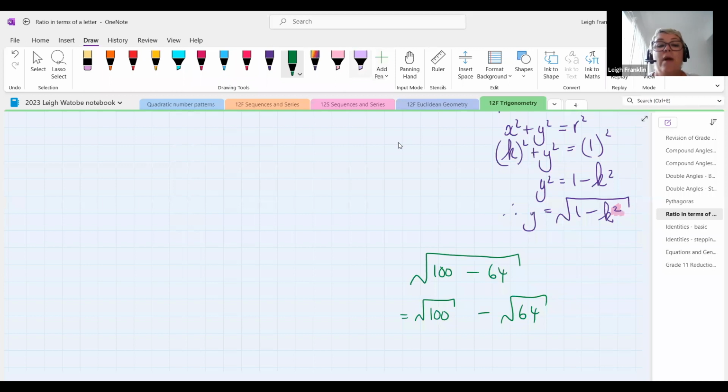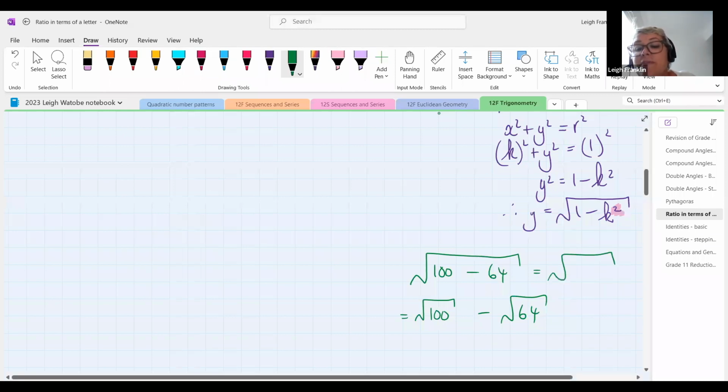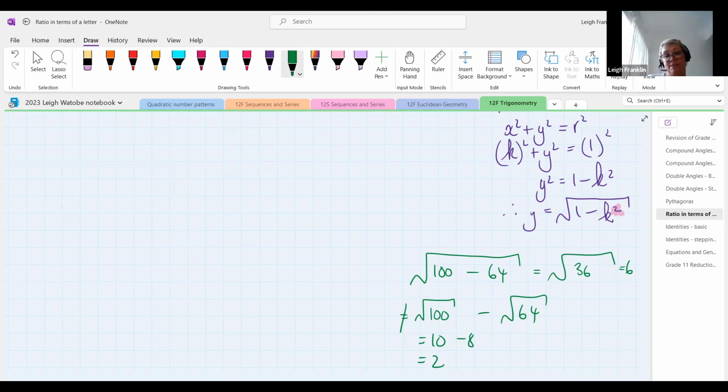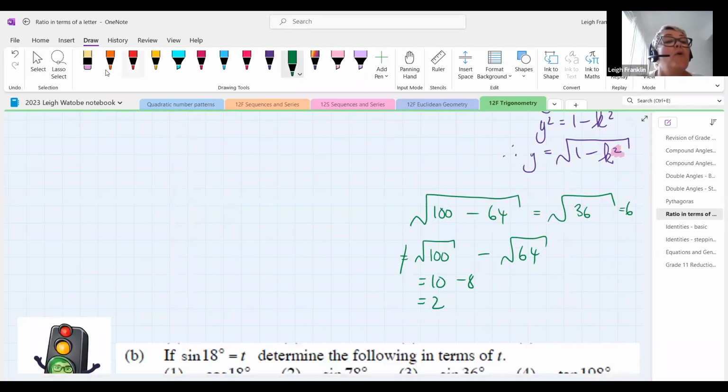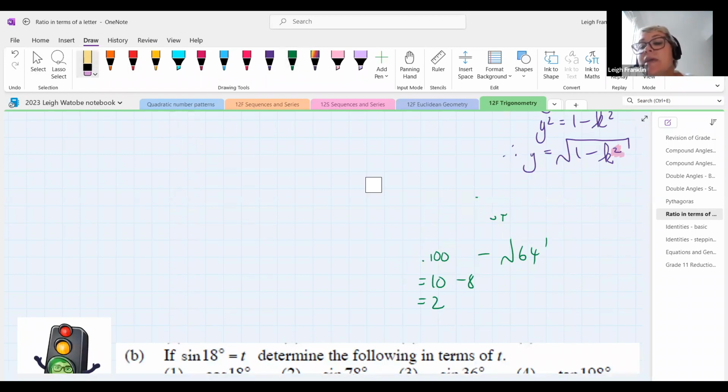If I drop the square off, it's not correct, because if we take the square root of 100 minus 64, that gives us the square root of 36, which is 6. If we did it this way, we're saying 10 minus 8, and the answer would be 2. So 2 and 6 are not the same. So it's not okay for us to drop the square off the k, or to separate the 1 from the k squared. It's got to stay just like that.